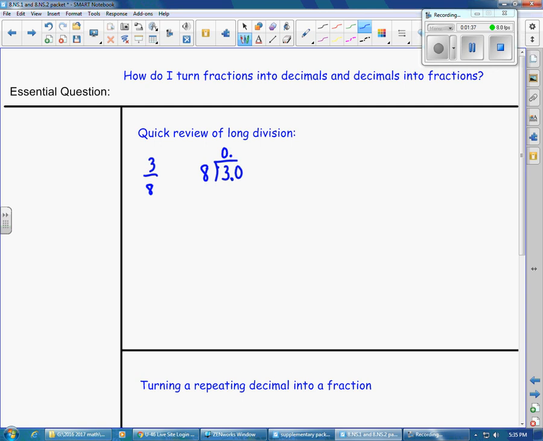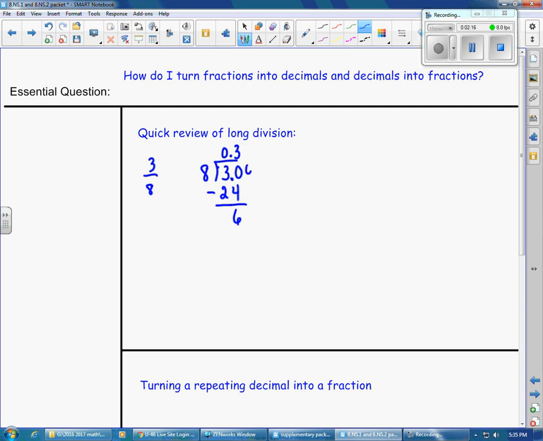So 8 does go into 30. How many times does 8 go into 30? Hopefully you know your multiplication facts enough to know that 8 is going to go into 30 3 times. 8 times 3 is going to be 24. So I'm going to put the 24 down there. I'm going to draw a line and I'm going to subtract to find my difference there. So 30 minus 24 is 6. I'm not done yet because I have a remainder.